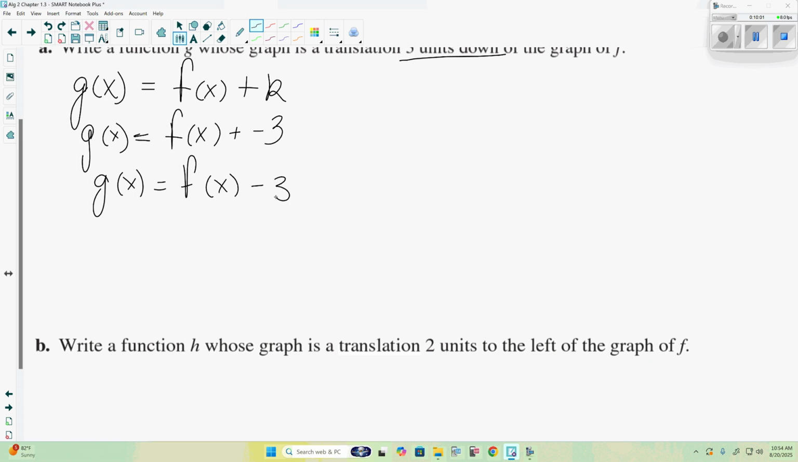Questions on what we've done so far? Okay. Now we need to find our new function, because this is helping us be able to apply it to it.